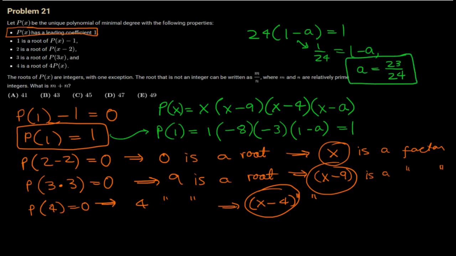Now that's obviously not the answer, right? These are all pretty big numbers. So what are they asking us for? They're asking us for m plus n, where m is the numerator and n is the denominator. Of course, these are both relatively prime. So we've got m, we've got n, add them up and we get 47. So the final answer is D.